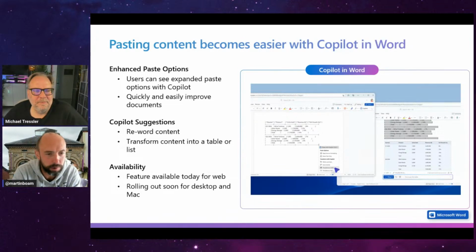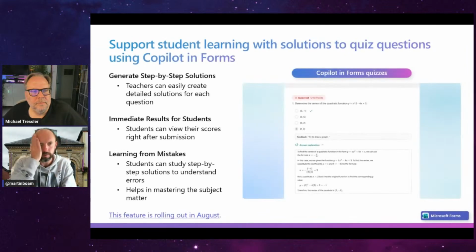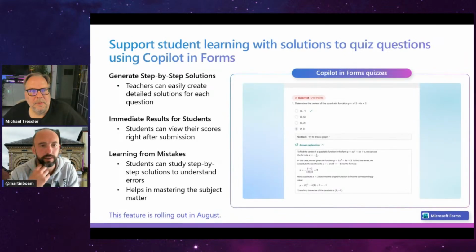Copilot suggestions, rewording content. There's an example of transforming that content into a table or a list. Apparently available on web today, rolling out to the desktop and Mac soon. I think I've seen it in the desktop this week. I haven't pasted from Copilot into Word in a while, so haven't seen that.